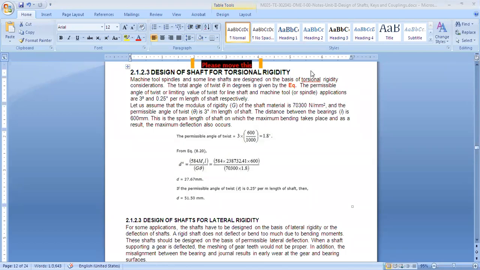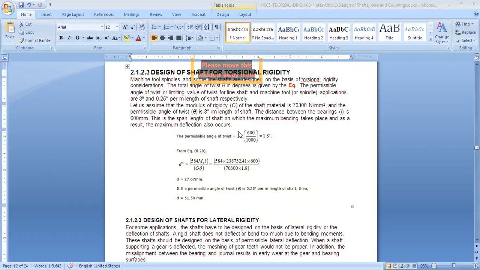Okay, so what I was saying is that we know MT, the twisting moment, we have calculated. You know how we calculated that? Using the power equation, P is equal to 2 pi N MT upon 60, right? If we know the power and the RPM, we can find out the torque MT. They have given the length of the shaft between the bearings as 600, and G is given, and theta is given. Theta is 3 degrees per meter, but our length is 600. So for 1 meter, 3 degrees is allowed, and for our 600 mm we need to calculate the twist.